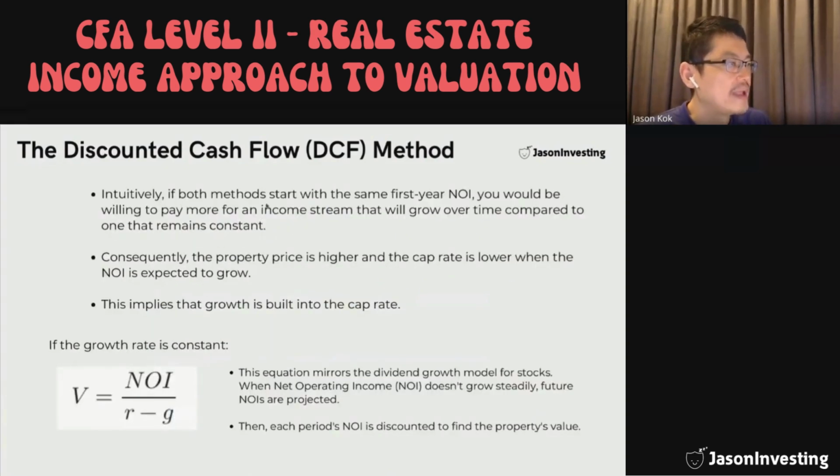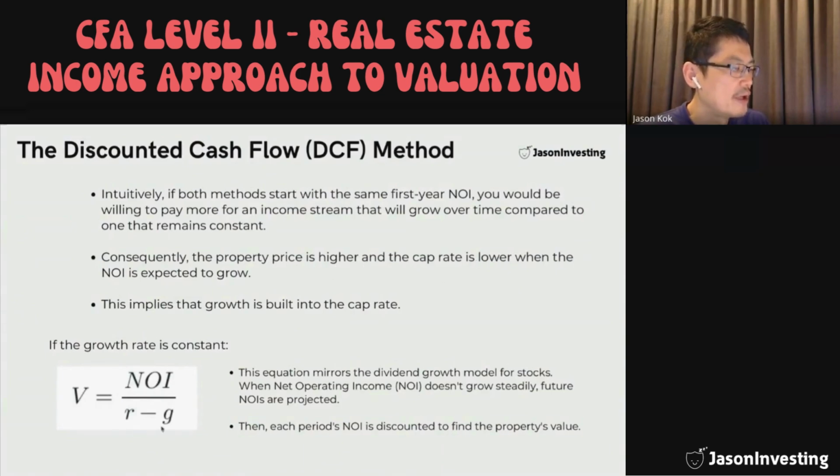Intuitively, if both methods start with the same first year NOI, you'll be willing to pay more for an income stream that will grow over time. So this is saying that the reason why in the denominator you do R minus G, where G is the growth rate, is because you are expecting the NOI to increase. So it logically makes sense for you to pay more. So the denominator will be a smaller value and then the valuation will be a higher value. So consequently, the property price is higher and the cap rate is lower.